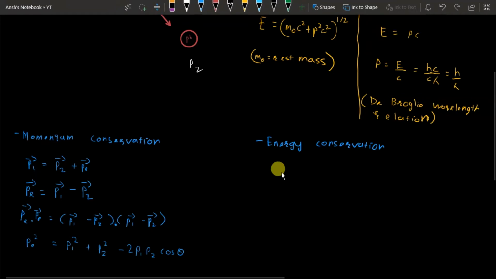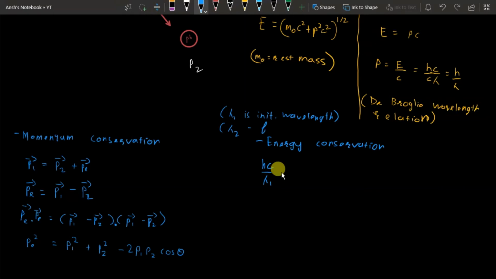First, let us calculate the initial energy of the system. So the initial energy of the system corresponds to the energy of the photon. So the energy of the photon initially, let's say, is hc over lambda 1, where lambda 1 is the initial wavelength of the photon. So we'll just write that down. Lambda 1 is the initial wavelength, and lambda 2 we'll call the final wavelength.